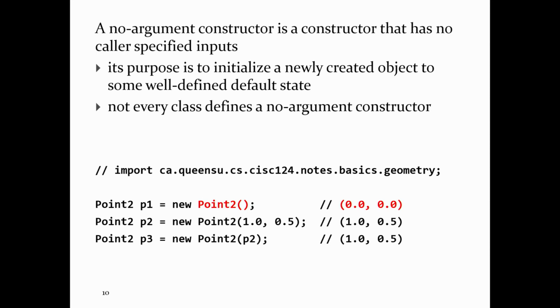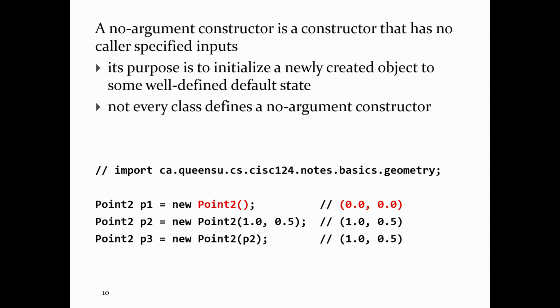Many, not all. One of them is the no argument constructor. That's the constructor that has no caller specified inputs. When you call the no argument constructor, which is shown in red, it's just the name of the constructor and then the pair of round brackets, no arguments inside. What does this constructor do? Well, every constructor does the same thing. It sets the state of an object. So the no argument constructor sets the state of an object to some specified default state.